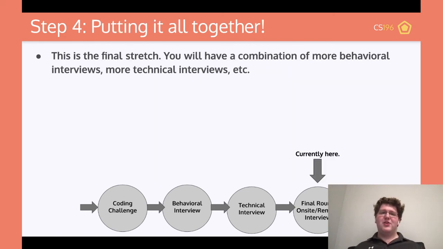So, step 4, putting it all together, right? This is the final stretch. This is your final round interview. You'll have a combination of more behaviorals, more interviewers, more technical interviews. It really depends on the company, right? You'll maybe sometimes have just a behavioral interview. That's typically for freshman internships. And then other times you'll have 5, 6 interviews. It really just depends on the company.